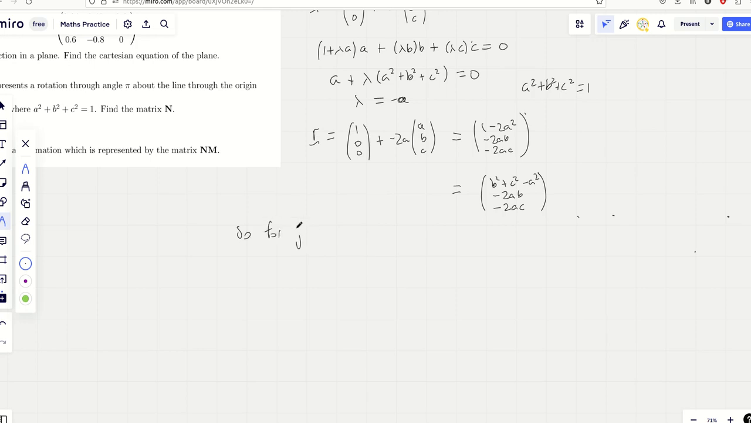So for j, we're just going to have 0, 1, 0 going to, right, let's try and figure it out. Now, obviously it's the y component which is going to be affected by the Pythagoras relationship. And rather than taking away a squared, I'm going to be taking away b squared here. So I'm going to have a squared plus c squared minus b squared.